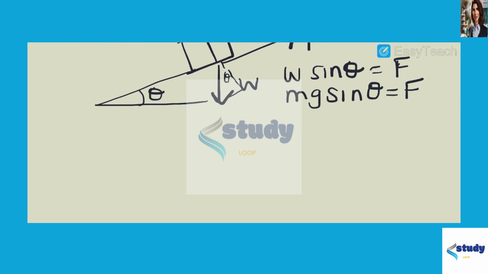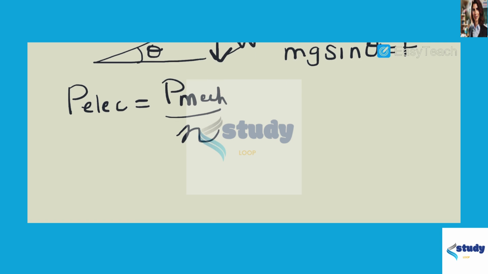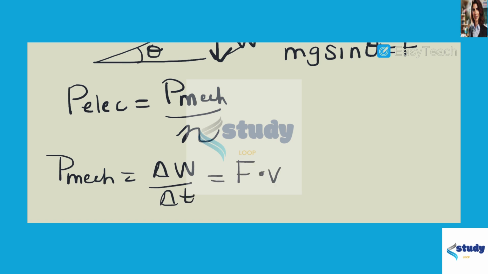Now, we know that the electrical power is equal to the mechanical power over the mechanical efficiency. We know the mechanical efficiency, we don't know the mechanical power, so that's what we need to solve for. So mechanical power is given by the change in work over the change in time, and this is equivalent to saying force times velocity, equivalent to also saying force times S over T, also equivalent to saying F over T times S.